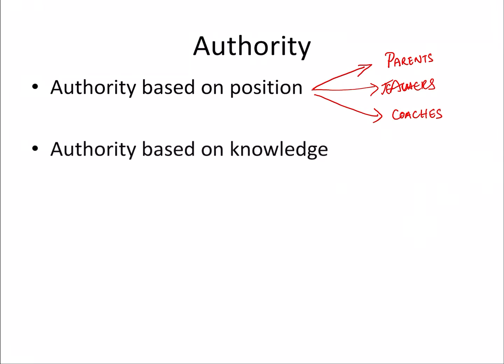The opposite, of course, of authority based on position is authority based on knowledge. And what happens here is authority based on knowledge is experts in the area. So, for example, if you have an illness, the authority that can assist you with that illness would be a physician specializing in that area. So there are several authorities based on experts.